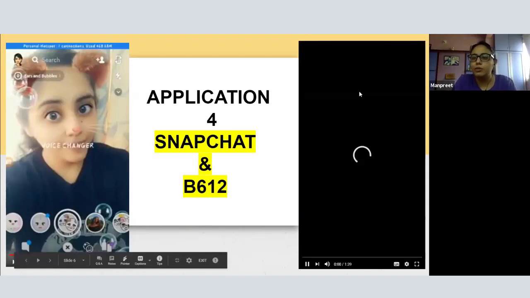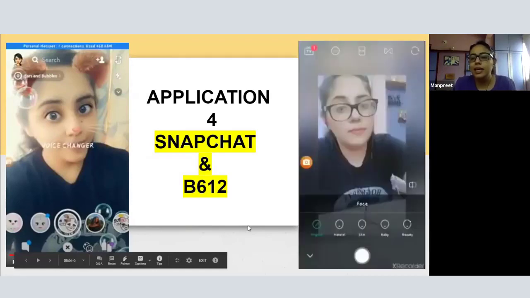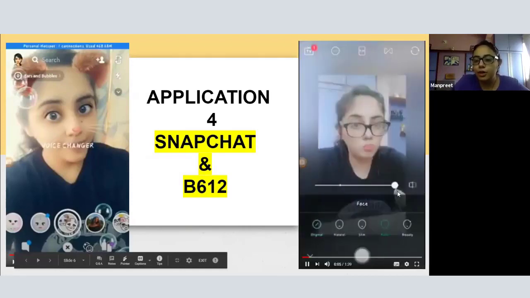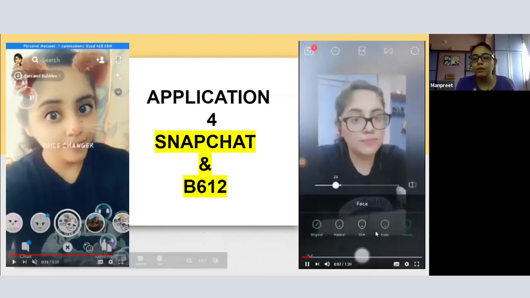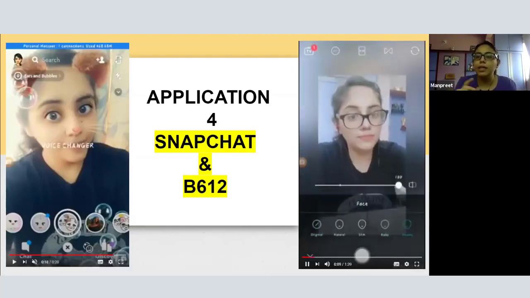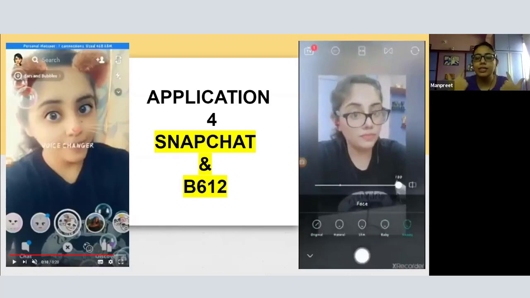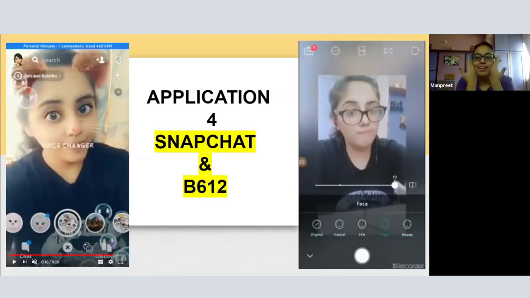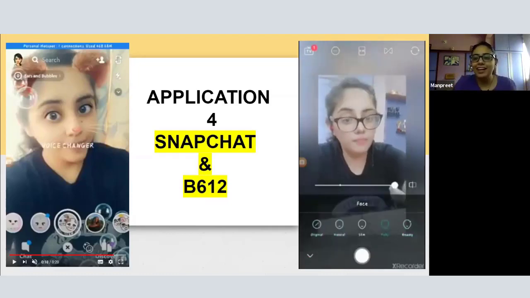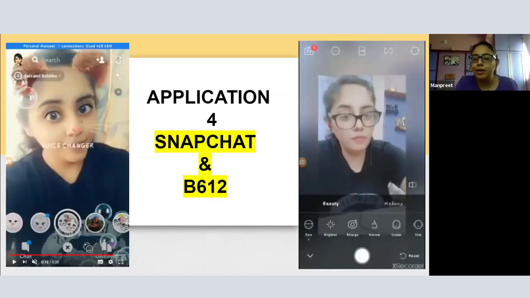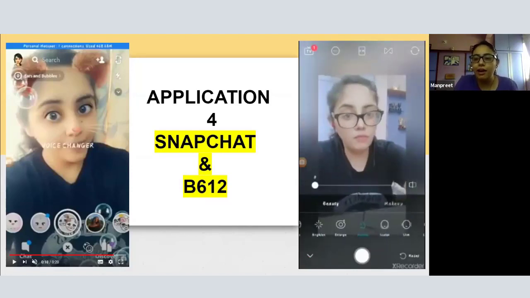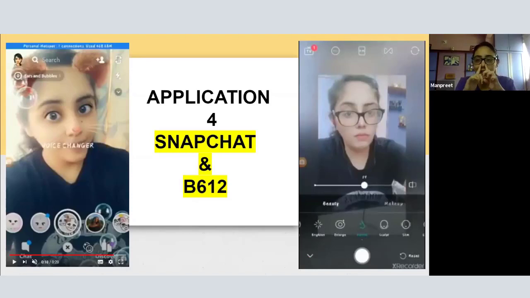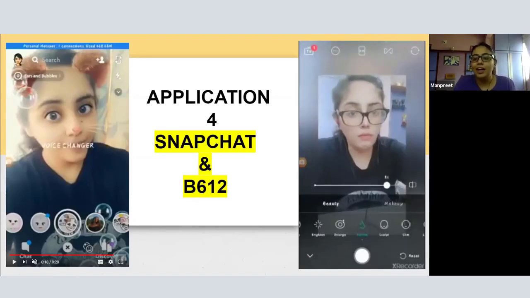B612. So what happens here is I try out different types of skin tones and face structures. So I increase it and it accordingly changes my face structure. And if you see, it makes me slim and stuff. See, this went very flat. And now I'm trying out different filters they have for the nose. So it went really very thin.